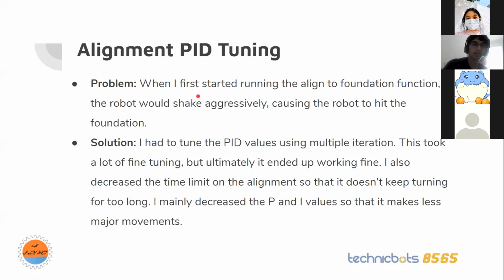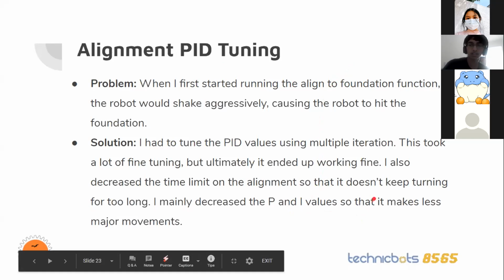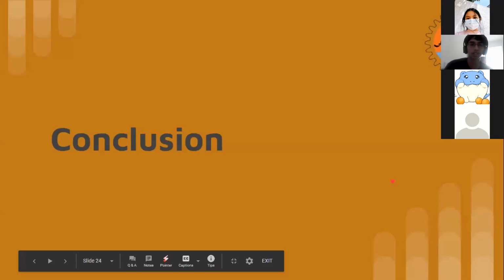The main problem was when I first started running the align to foundation function, the robot would shake aggressively, causing the robot to hit the foundation. And the solution for this was I had to tune the PID values using multiple iterations. This took a lot of fine tuning, but ultimately it ended up working fine. I also decreased the time limit on the alignment so it doesn't keep turning for too long. And I mainly decreased the P and I values so that it makes less major movements.